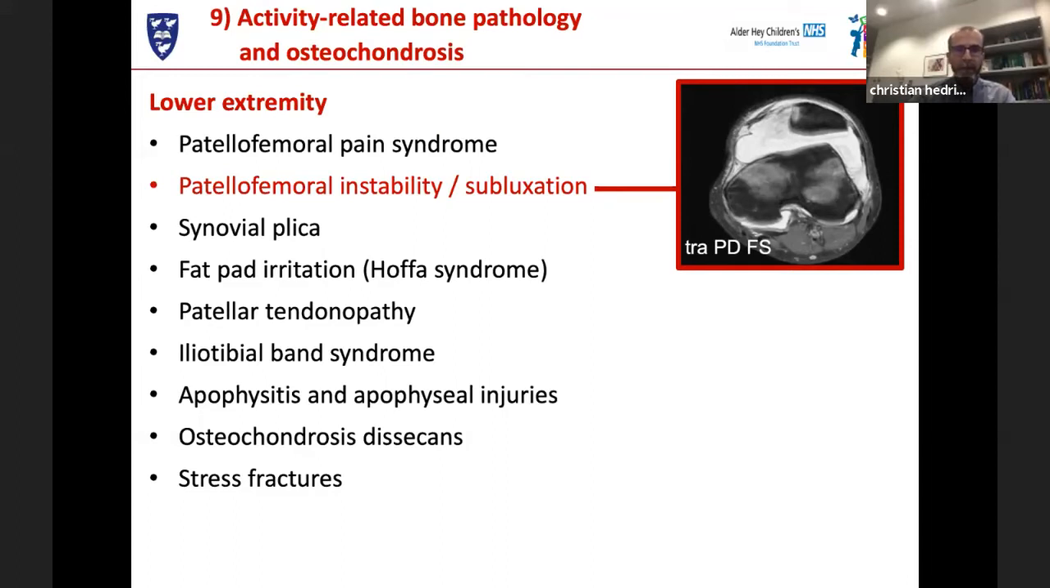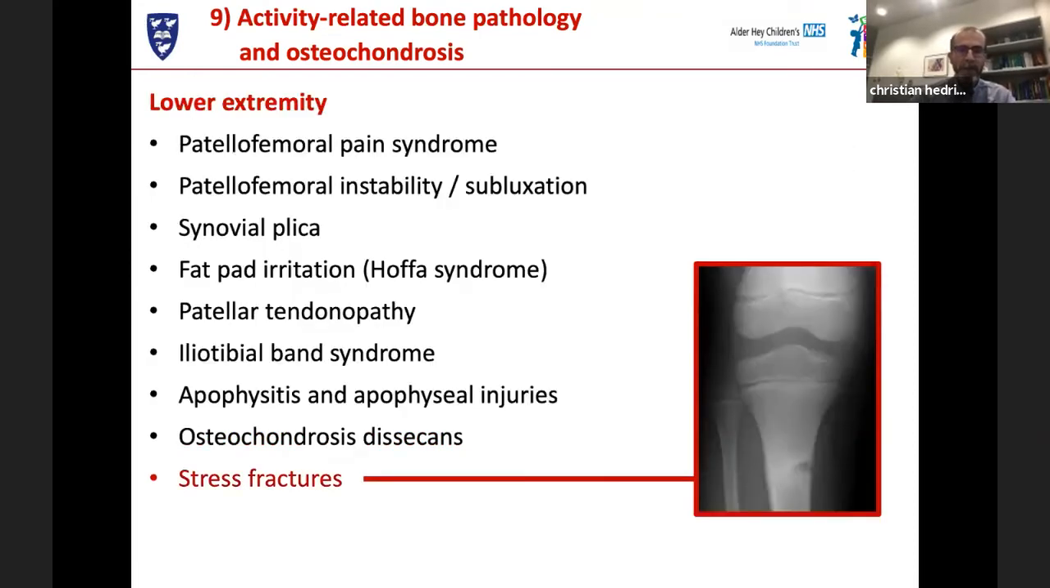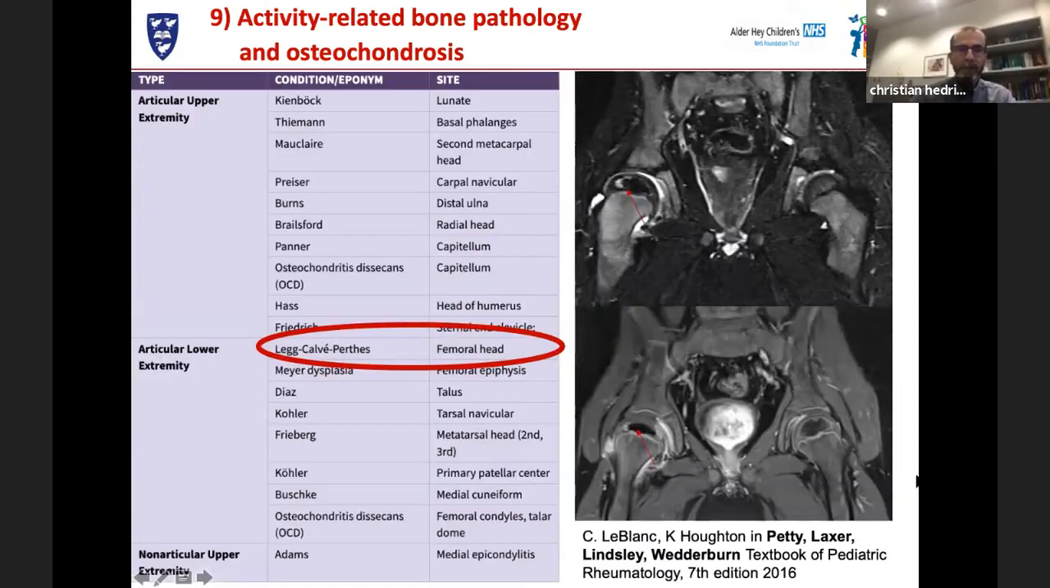There are a number of activity-related bone pathologies and osteochondroses that I just want to run through real quickly. Patellofemoral instability may result in subluxation of the patella. This is associated quite frequently with hypermobility we talked about earlier. Osteochondrosis dissecans, as you can see here, is associated with increased physical activity. So are stress fractures. The image down there was from a patient with osteopenia as a result of short bowel syndrome, and when she played on a trampoline, she developed pain afterwards, and that was the reason.